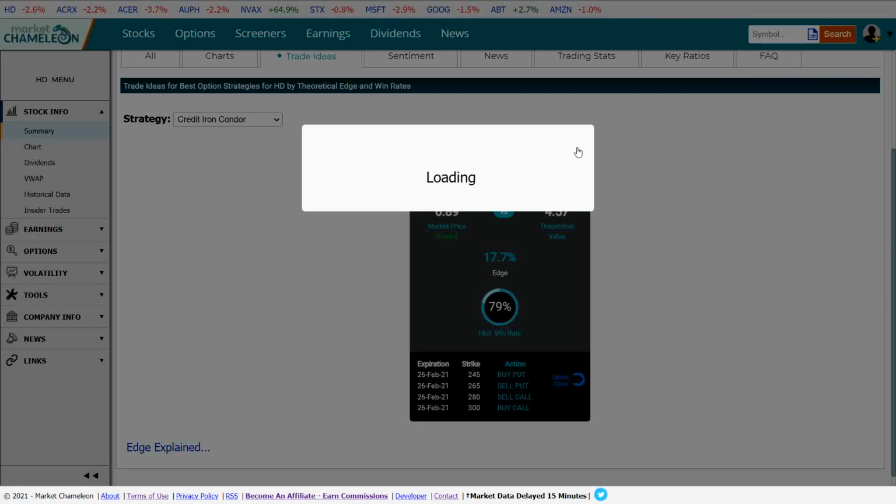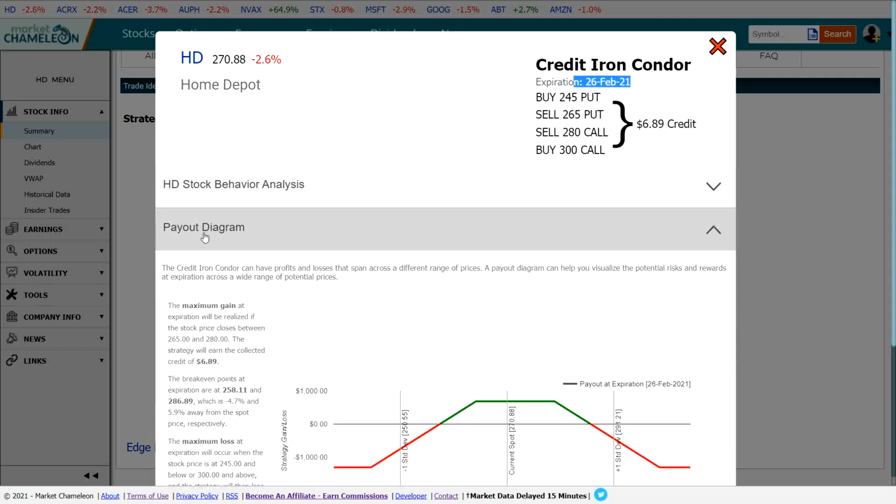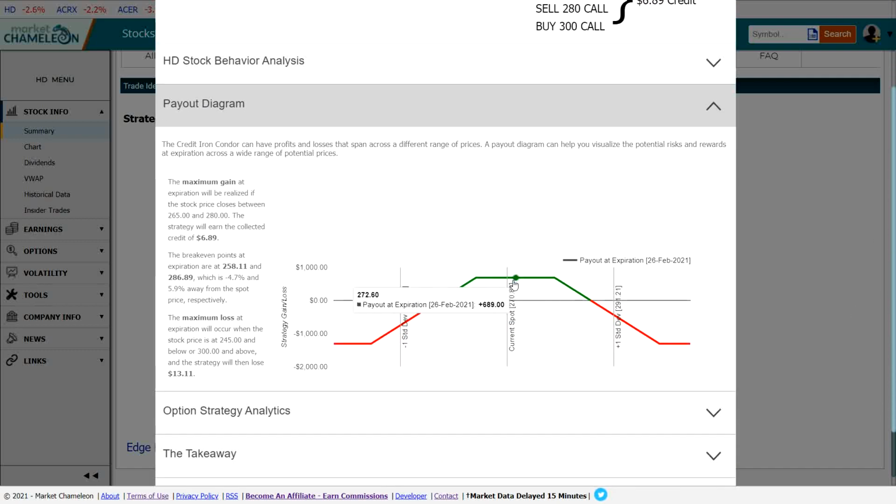If you click here on the report, you get paid again $700. You sell the 265, you buy the 245, you sell the 280 call, you buy the 300 call. February 26th, and here's the payout diagram. If you click, we are right here. You're collecting $700 up front. And as long as Home Depot is above 265 and below 280, you keep the $700. That's all. Your worst case is losing the maximum $1,300 if it goes above 300 or below 245. That's basically what you're risking.